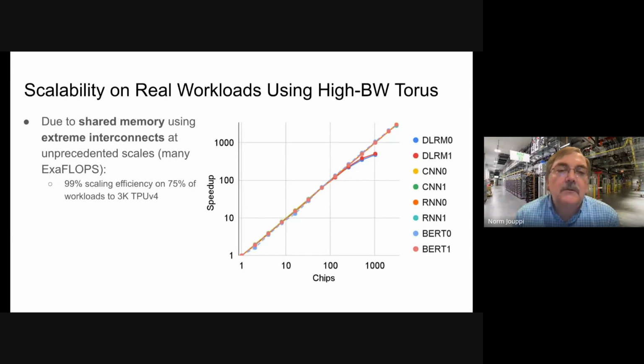You can see that up to 3,072, all the benchmarks except for 2 are basically indistinguishable from perfect scalability. The 2 that were dropping off earlier were recommendation models, and the recommendation models make extensive use of all-to-alls. Those make larger demands on the interconnection network, so they start to plateau around 1,000 chips.